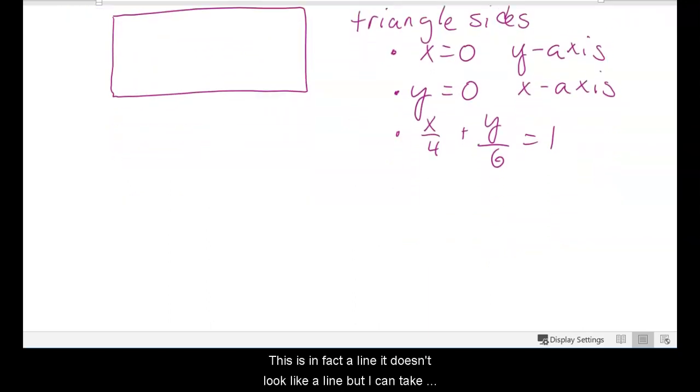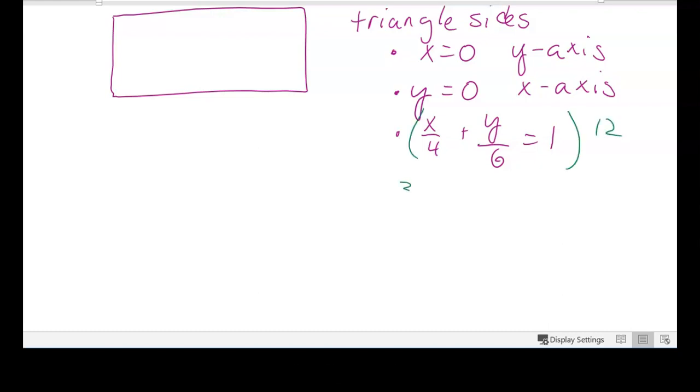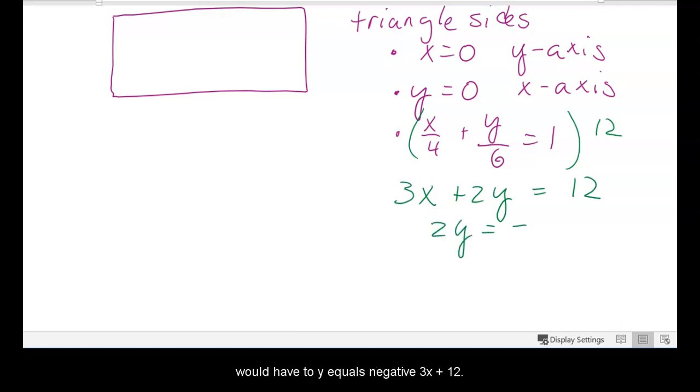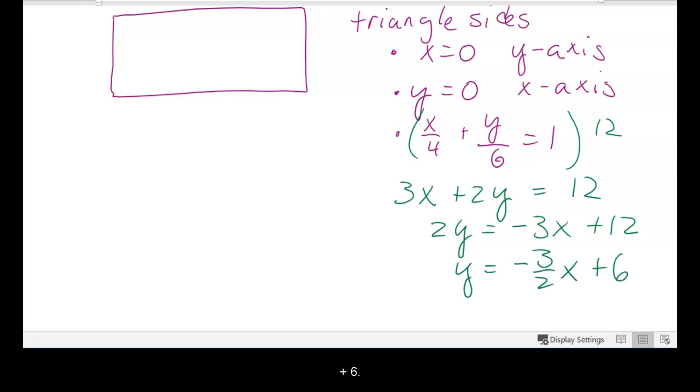It doesn't look like a line, but I can take this equation now and I can multiply by the common denominator, 12, to get it in a more familiar form. Multiplying this by 12, I would end up with 3x plus 2y equals 12. Solving it for y so I can get it in slope-intercept form, I would have 2y equals negative 3x plus 12, or y equals negative 3 halves x plus 6. This is the line that crosses the y-axis at 6 with slope negative 3 halves.